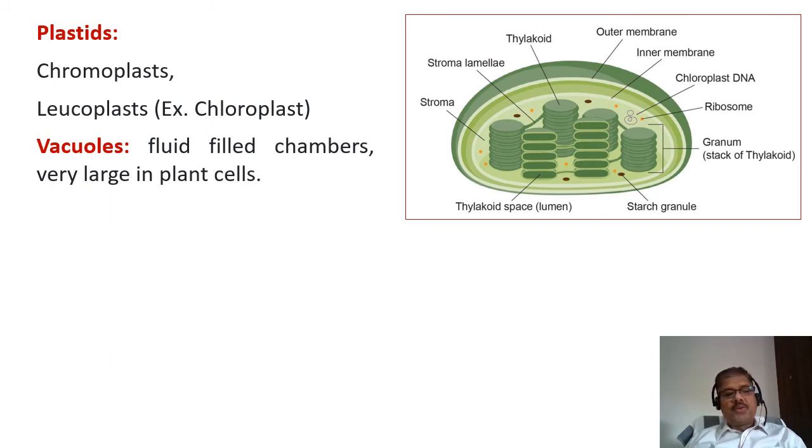Then vacuoles. These are fluid-filled chambers and are often seen in many cells. Vacuoles are very large in plant cells. A plant cell usually has a single but large vacuole. Such a vacuole fills almost the entire space inside the cell. Vacuoles are much smaller and very few in animal cells.